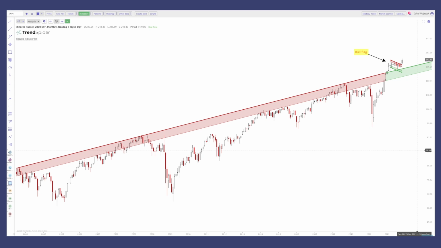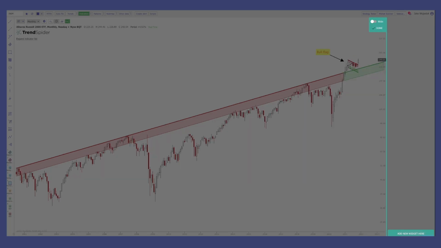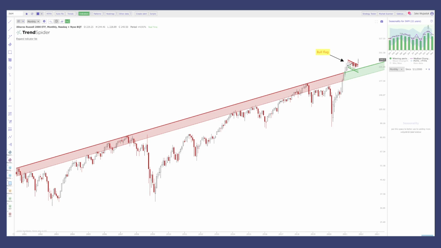So first things first, let's just look at how you can pull up seasonality on TrendSpider. All you need to do is go to the sidebar here, add or remove widgets, go to add new widget here, click seasonality, and the seasonality will pop up here on your sidebar.